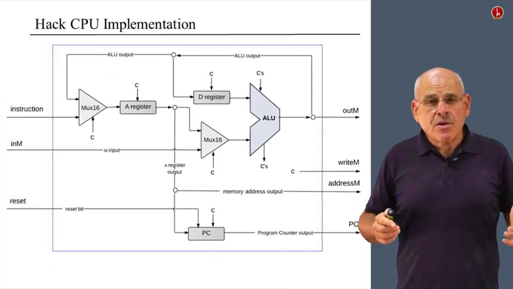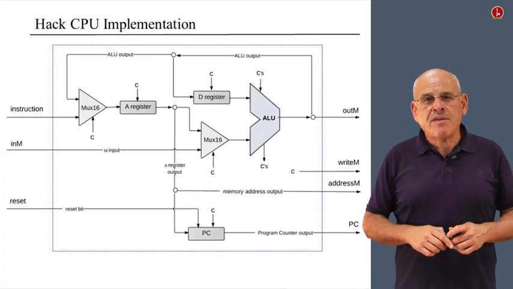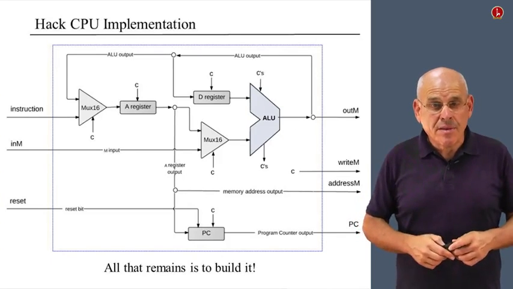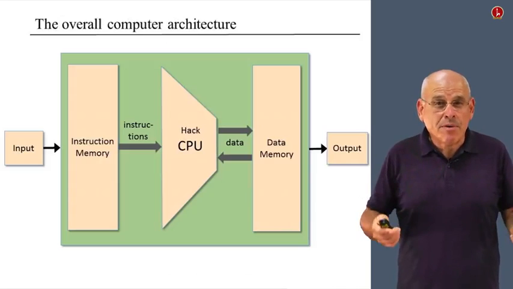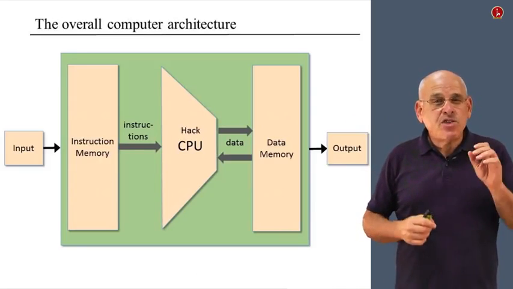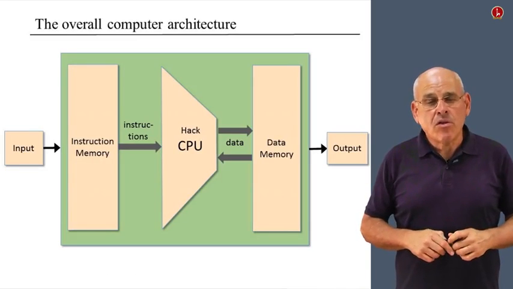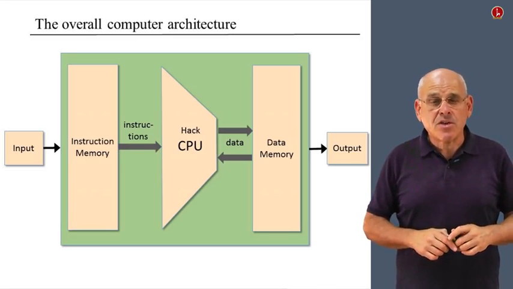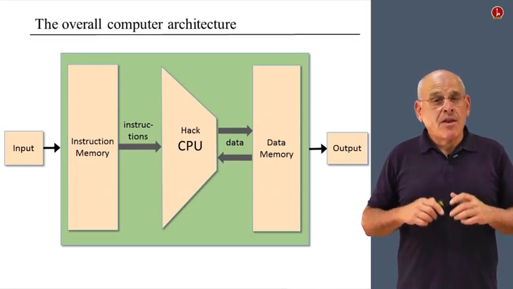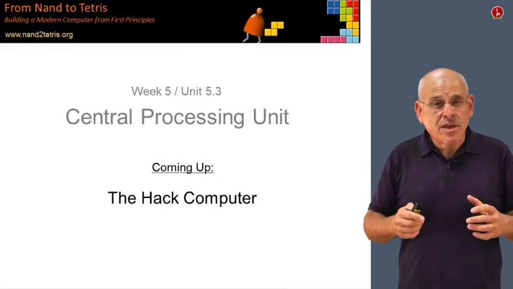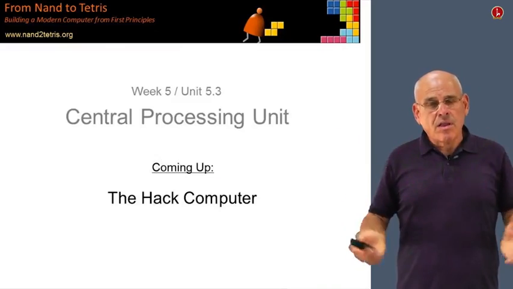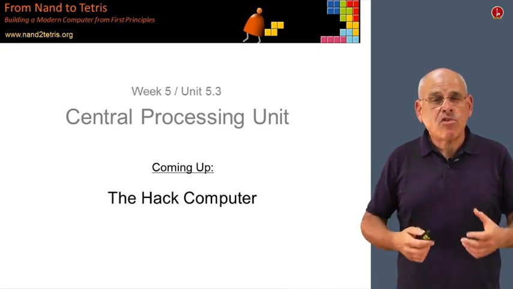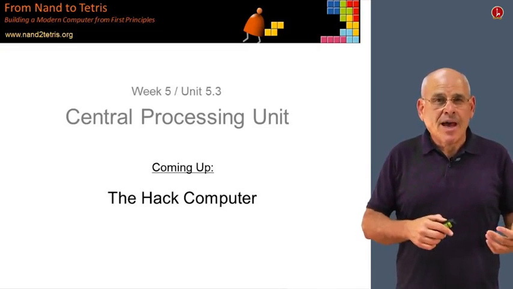This pretty much wraps up the description of the CPU implementation, and the only thing that remains to do is to actually build it. But before we set out to build it, we have to remember that all this complexity is just one element in the overall computer architecture. That said, it is by far the most complex and interesting element in the architecture, and we are going to build it, not now, but after the next unit, because in the next unit we'll describe the overall architecture of the Hack computer, and then we'll get our hands dirty and actually set out to build both the CPU and the entire Hack computer.